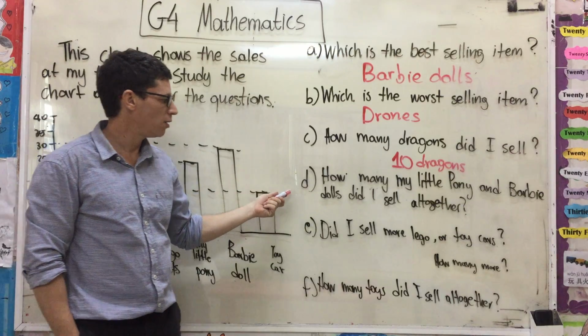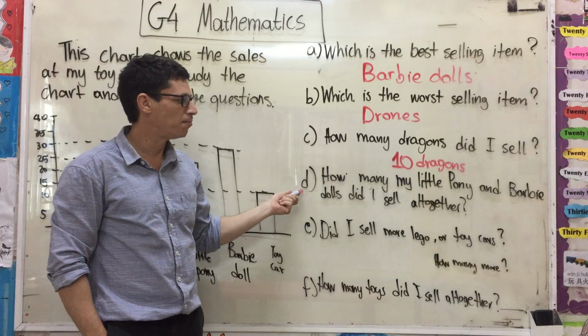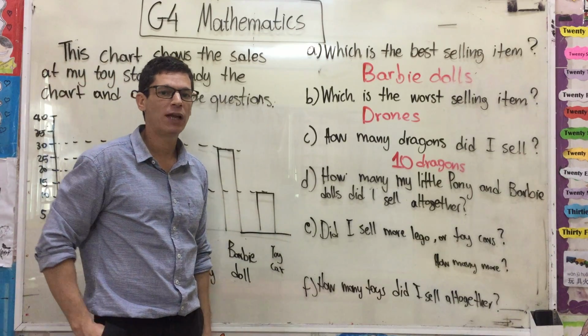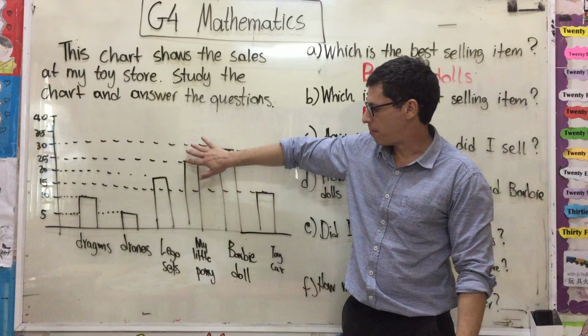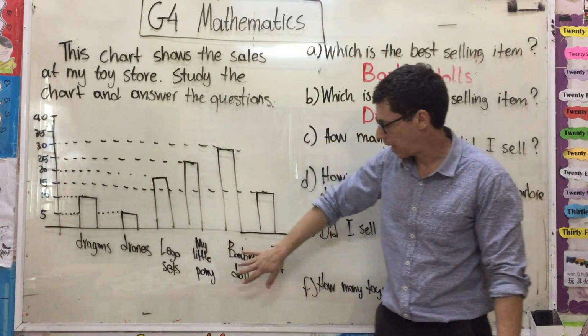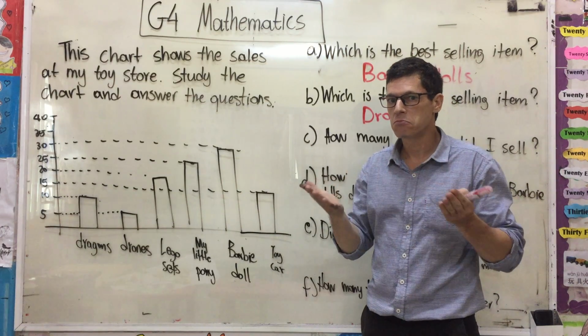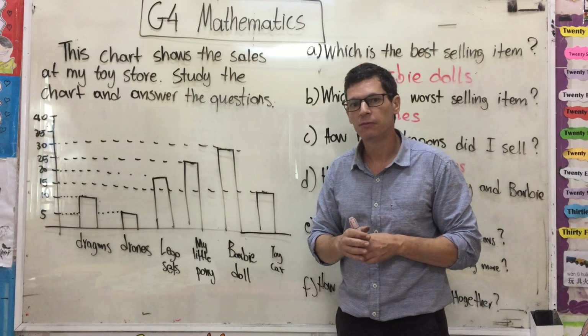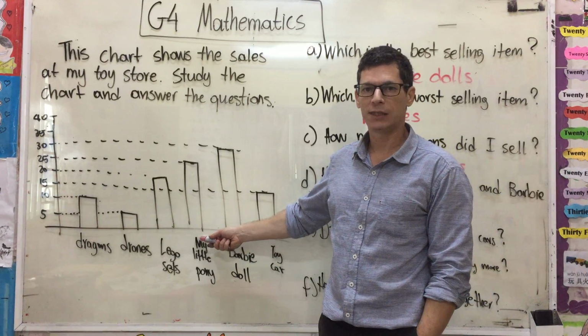Let's take a look at question D. How many My Little Pony and Barbie dolls did I sell all together? If I take the My Little Ponies that I sold and the Barbie dolls and put them together, how many did I sell? Well, let's see. How many My Little Ponies did I sell? How many?